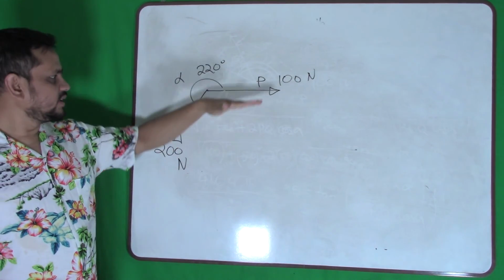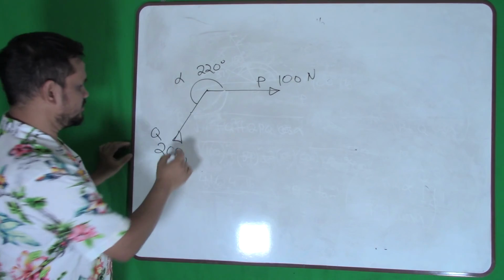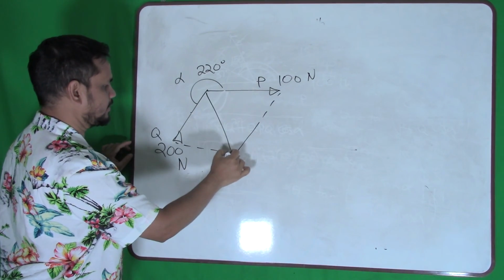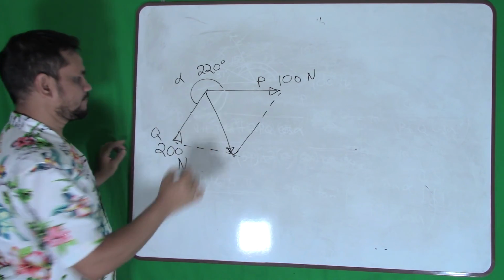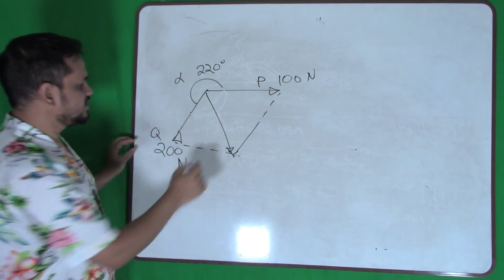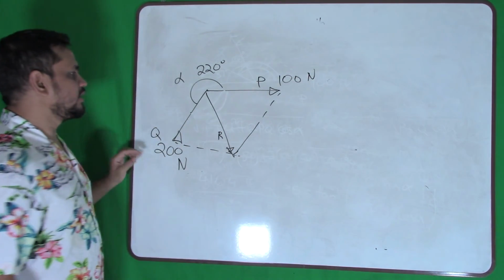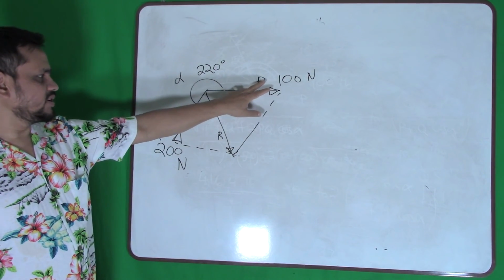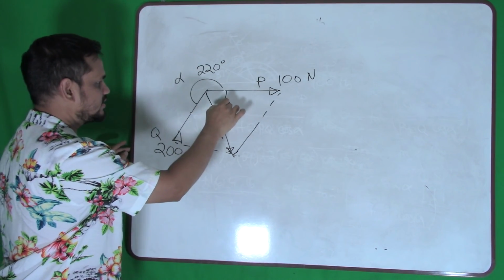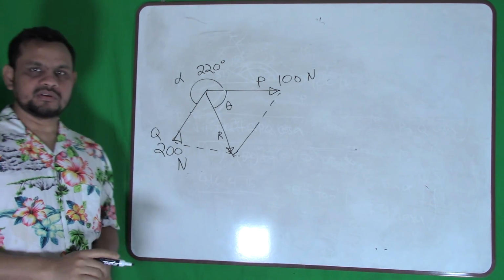Whatever resultant you get, actually, it will be this value. So you will get this. This will be your R. Now, if you assume this is P, this is Q, then this will be your theta. This will be your alpha.